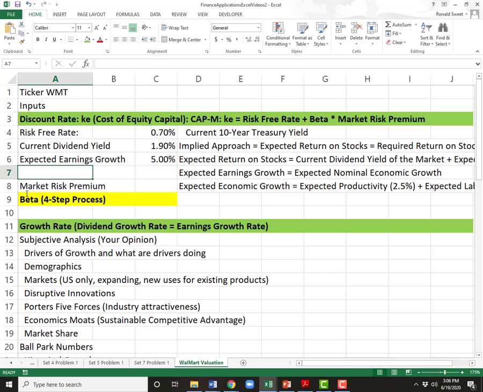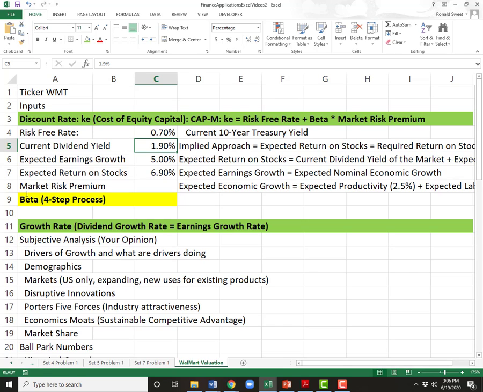So this gives us our expected return on stocks. We just add these two together, and you get a 6.9% return. Now, I'll give the option here. I do have a paper. We'll hopefully have time to talk about it, where some people will add an extra 1.5% on the dividend yield.